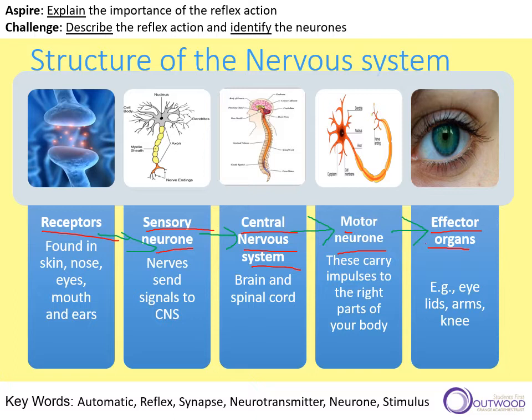So let's talk about each one. So receptors. What are receptors? They are sense organs. Okay? They are found in the skin, the nose, the eyes, the mouth, and the ears. And each of these receptors detect different things. So for example, your skin can detect pressure. Say like you're putting your finger against another finger, you can feel pressure, and also it can detect a change in temperature.